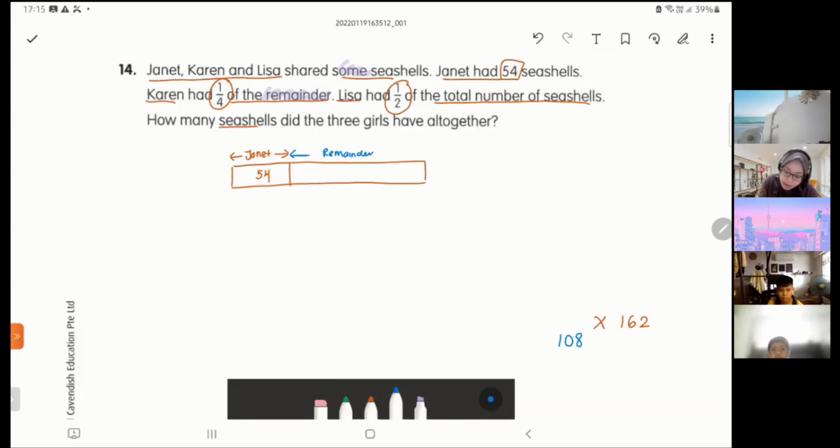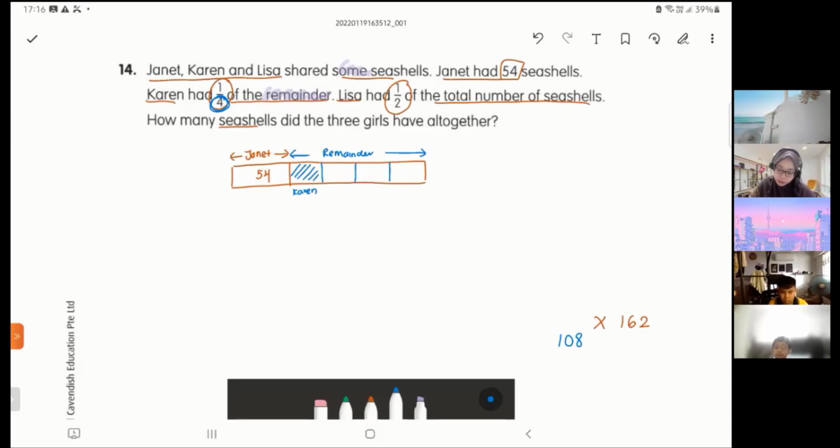So how many parts must I cut my remainder? Look at the denominator. How many parts? 4 parts. Cut, cut, cut, like this. Okay. Then this Karen received how many of the remainder? 1. Like this. This is Karen. Okay. Then Lisa has half of the total.